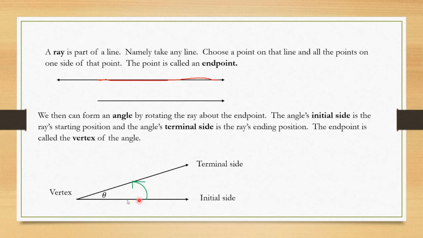The ray here, the starting position is the angle's initial side. That's the starting position of the ray. After you form the angle, the ray is the angle's terminal side. In other words, after you follow this green arrow, the ray's ending position is called the angle's terminal side. So the angle's initial side is the starting point, and the ending point is the angle's terminal side.